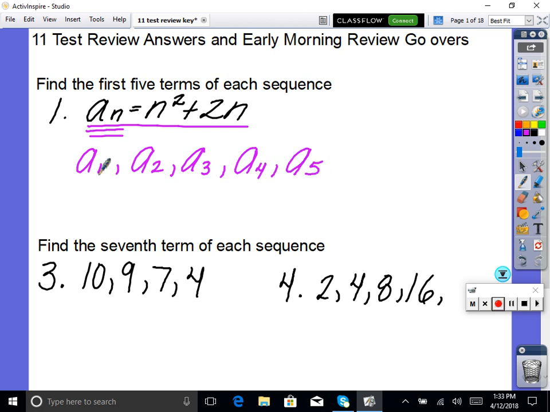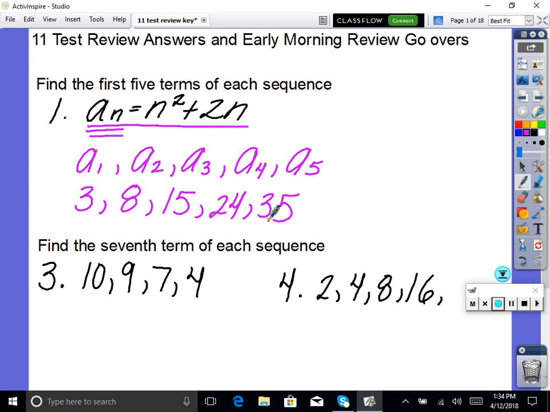So you just plug in n equals 1. 1 squared plus 2 times 1 is 3. Plug in a 2. 2 squared plus 2 times 2 is 8. If you plug in 3, you get 15. If you plug in 4 into that formula, you get 24. If you plug in 5 into that formula, you get 35. So you found the first 5 terms.